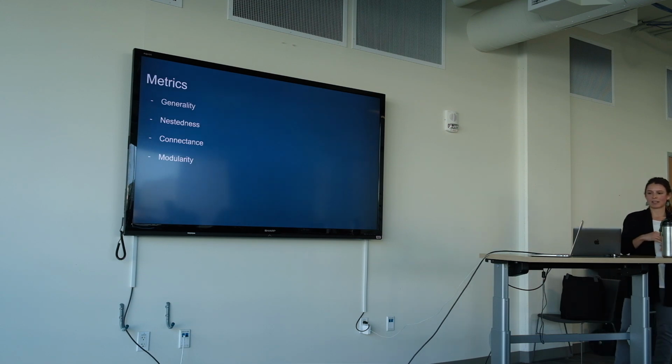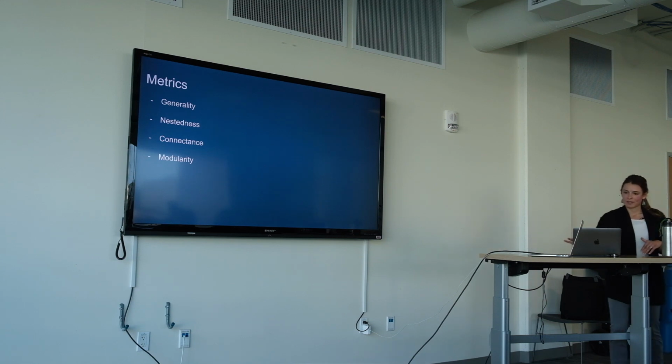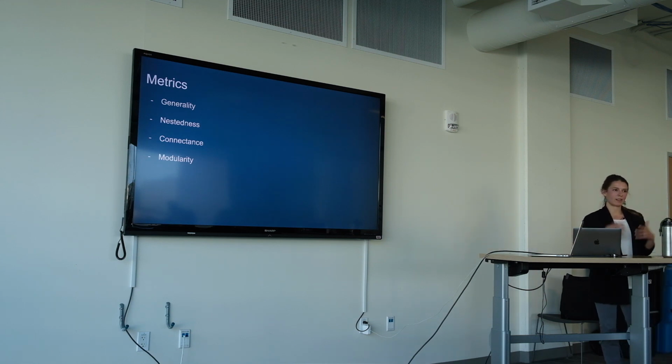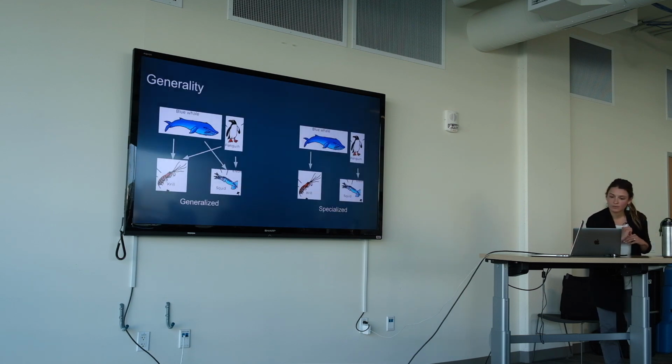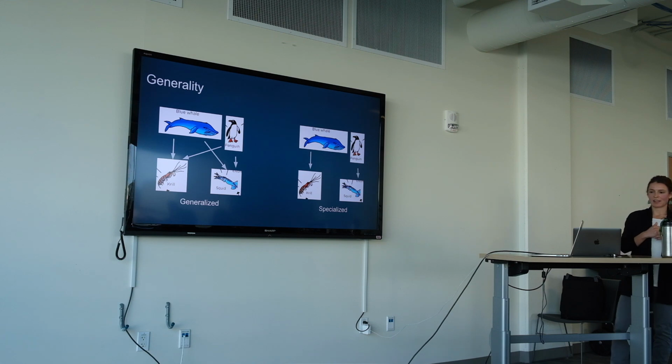So there are a variety of ways to measure a network, and I'm just going to introduce you to a few of the more commonly used ones that we can use to look at a network and then see how it changes after disturbance. So first is generality, and that's a measure of how many interactions there are in a community.